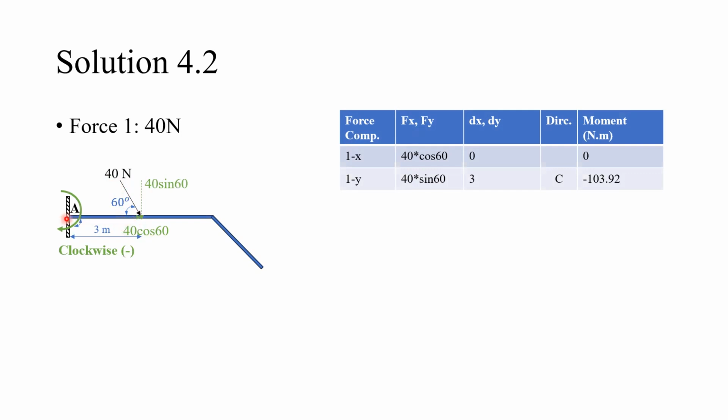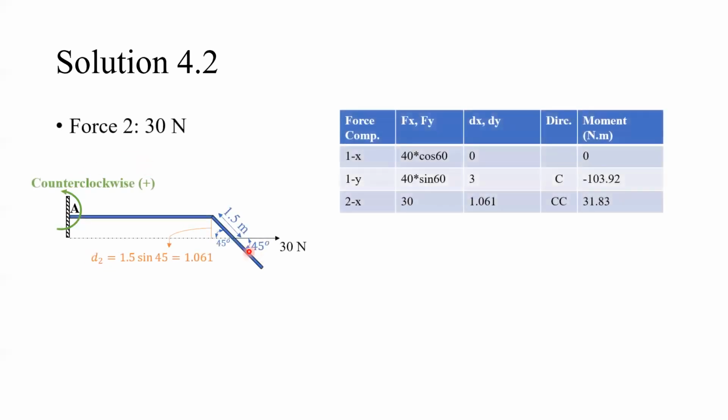That means dy, the perpendicular distance for the X component, is equal to 0. That's why we only deal with the Y component, and also the perpendicular distance, the moment arm, is 3. That's why we multiply 40 times sine 60 times 3. We obtain 103.92. Again, I put the negative because that force rotates in the clockwise direction.